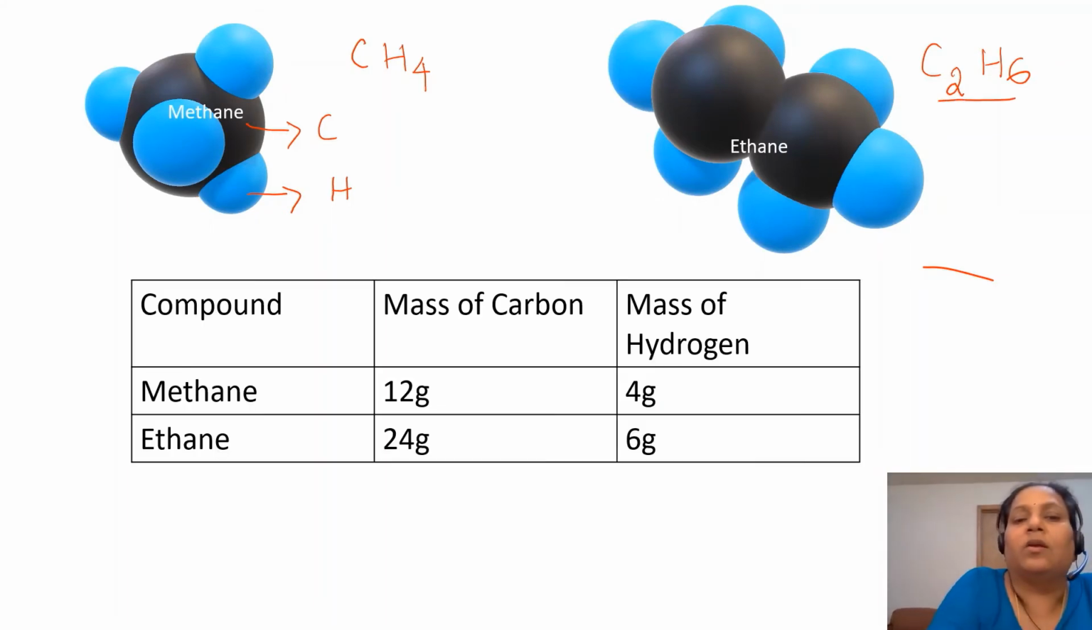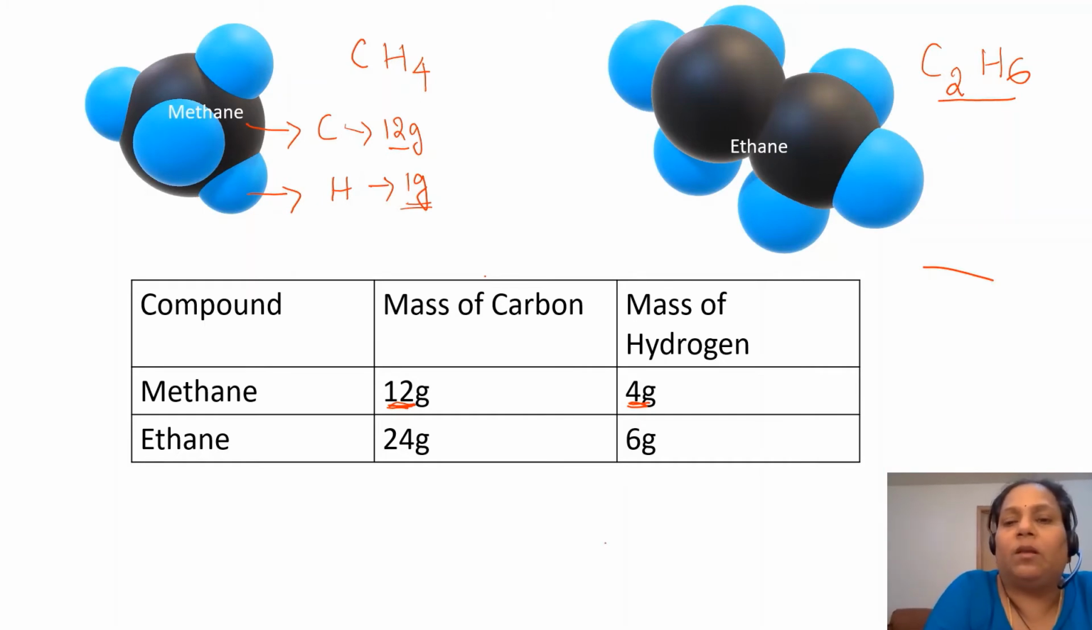C2H6. So if I take a mole of methane, in 1 mole of methane, I will have 12 grams of carbon and 4 grams of hydrogen. How? Because 1 mole of carbon weighs 12 grams, and 1 mole of hydrogen weighs how many grams? 1 gram. So I have 1 mole of carbon in methane, so 12 grams, and 4 moles of hydrogen in methane, so it is 4 grams of hydrogen.